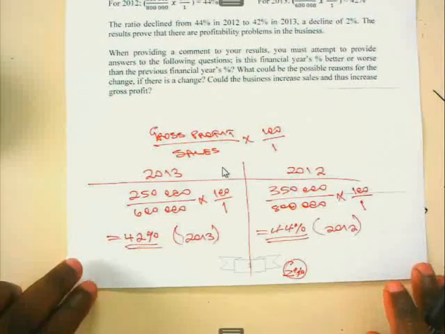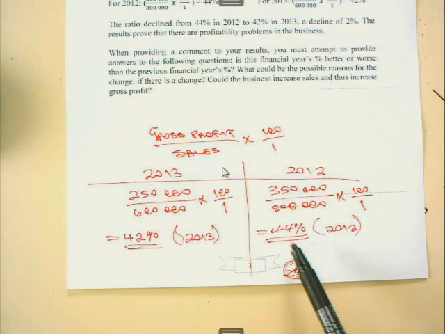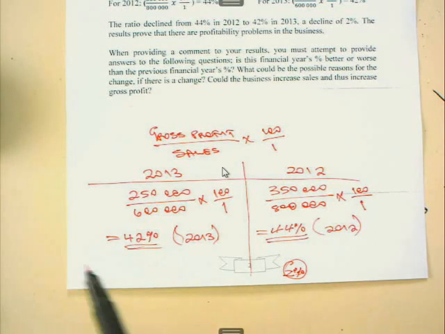It dropped from 44% in 2012 to 42% in 2013. Remember, the results prove that there are profitability problems in the business, which might be caused by the lack of stock control inside the business.